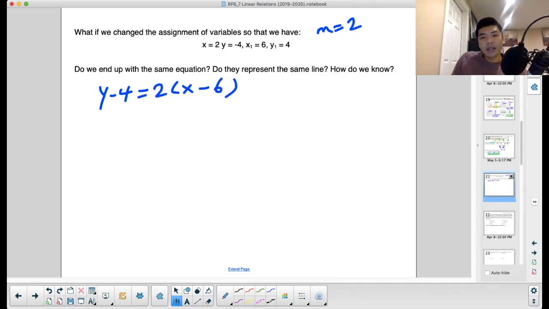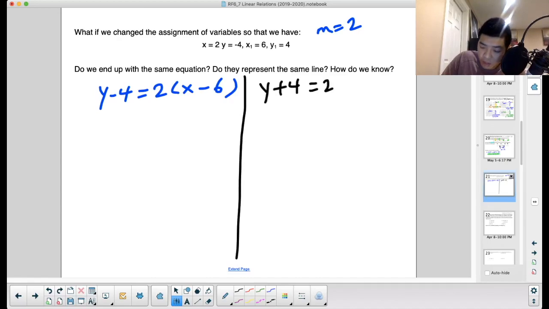Now let's see if they are the same line or not. So this is what we came up with just now, and the equation from our previous page, and let me draw a line down the middle so we can see the separation in the two. We had y plus 4 is equal to 2 times x minus 2. So this was the equation from the previous slide.